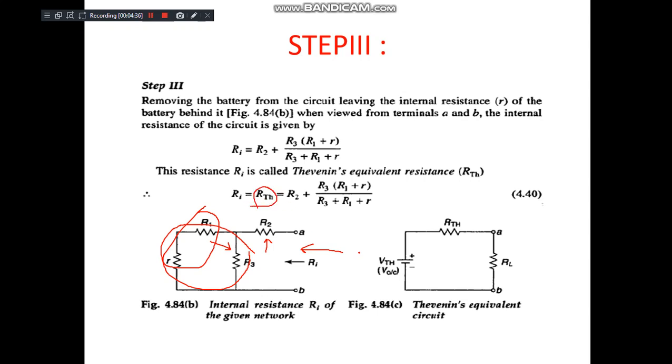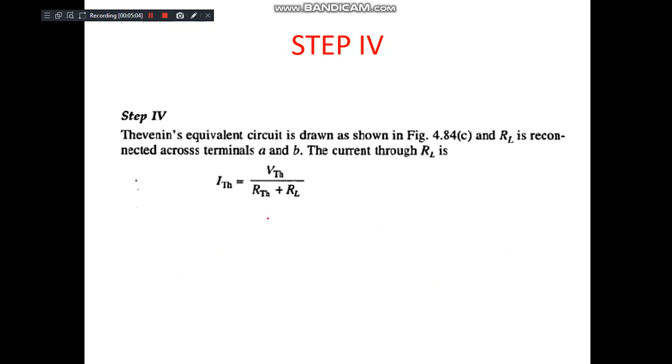Once you have V Thevenin and R Thevenin, draw the equivalent circuit and place the two values with the combination of RL. The final step is finding IL in the equivalent circuit. IL is equal to V Thevenin by R Thevenin plus RL. So this is Thevenin's theorem.